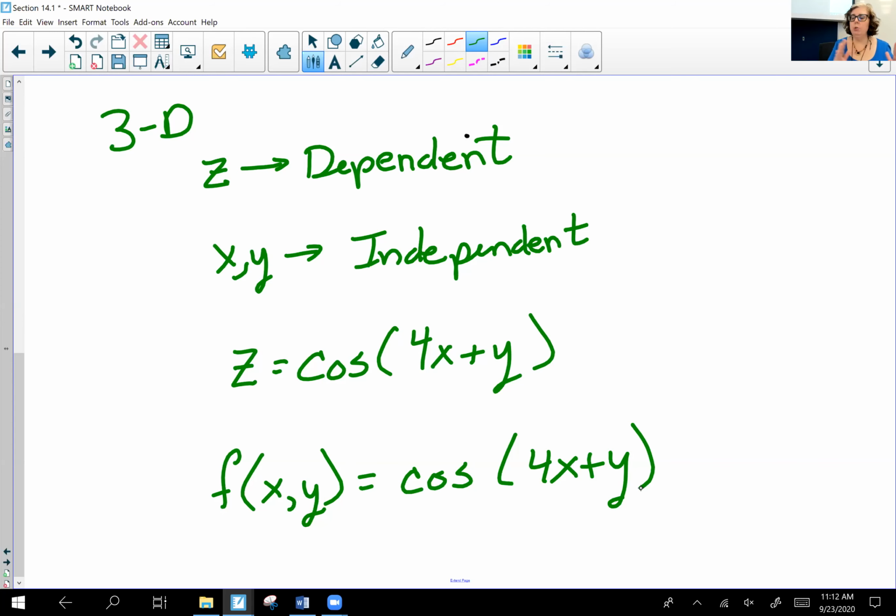What we've done up to this point is everything we've done, we've said in order to make it work for us, we turn it into a parametric equation. Now we're not. Now we're actually going to work with equations in that XYZ space.